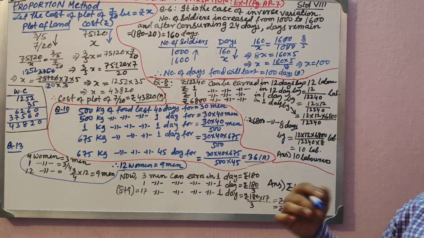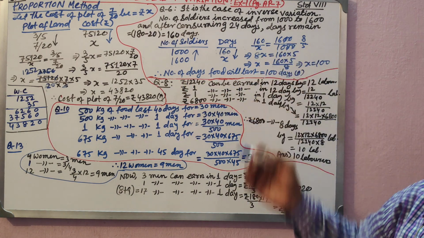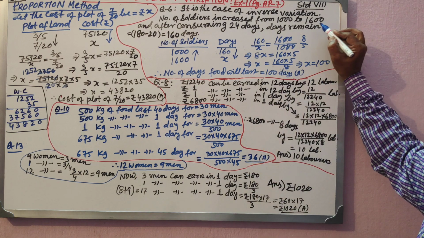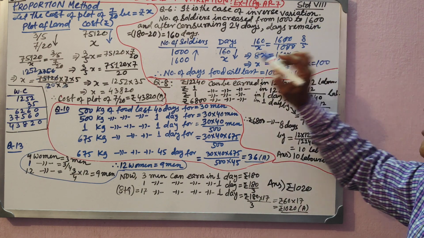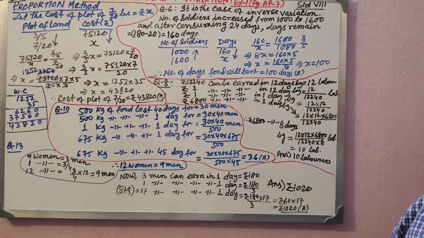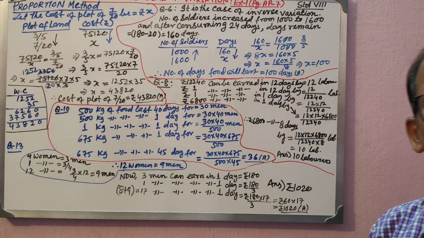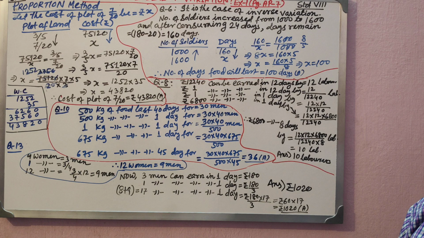Now, how many soldiers become? After 20 days, how many soldiers became? 600 soldiers joined, so the number of soldiers became 1600. So for 1600 soldiers, how many days will it last? You don't know. Let it be X. I have said to you, you have put X.